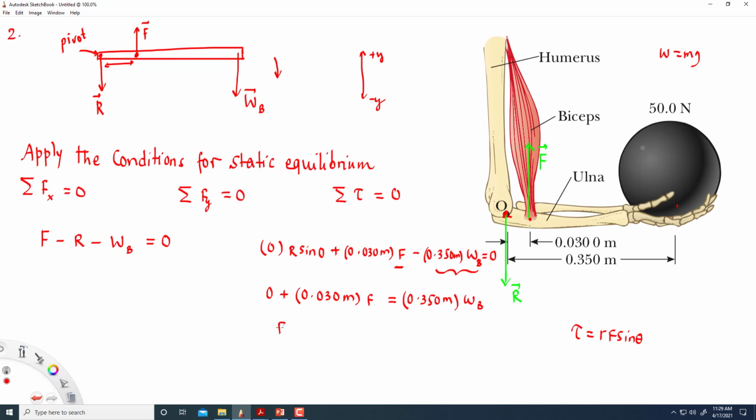Then to find F, divide both sides by this number. So F would be 0.350 over 0.030, times WB, and WB is 50 Newton. So do the calculation and see what you get. That gives me 583 Newton.